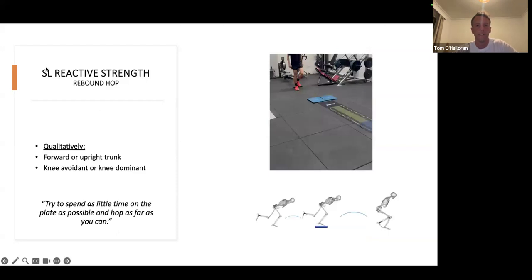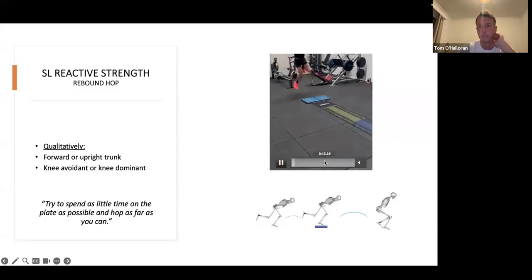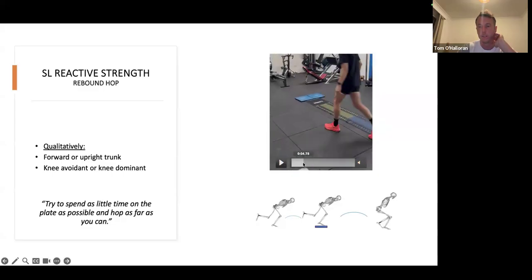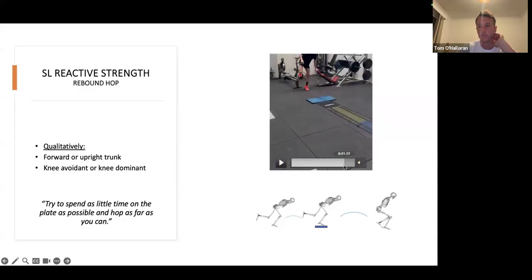If I was to adapt a little bit, I might throw in what's called a rebound hop for single leg reactive strength. So this looks a little bit like this. That wasn't great on that side. I'll just fast forward to the left.